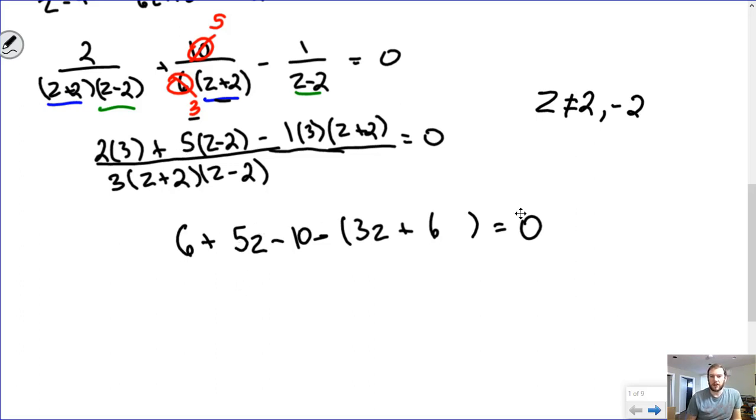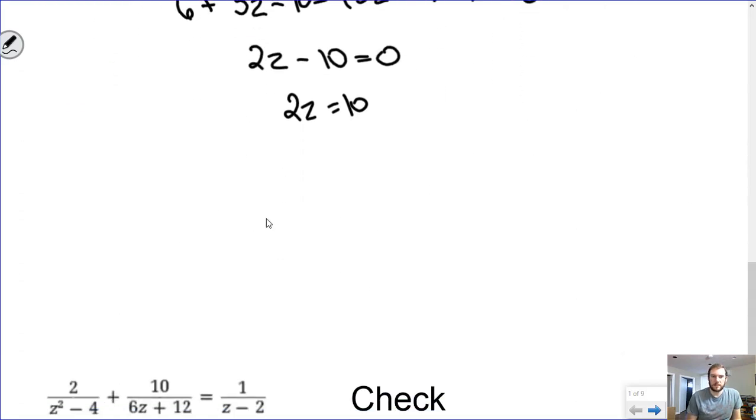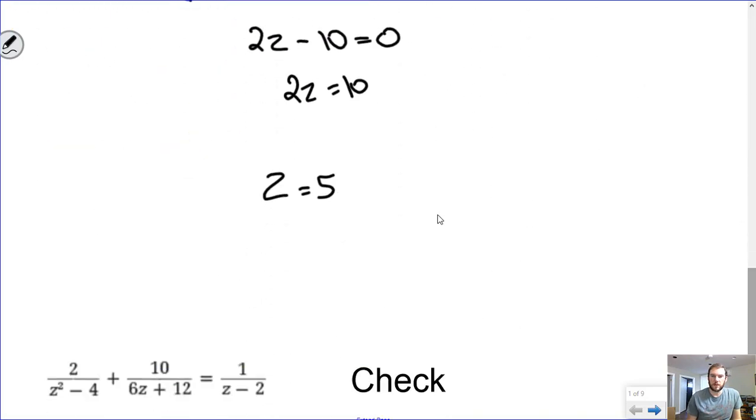So now it's just a matter of combining all of my like terms. Here I've got a positive 5z and a negative 3z, so I'm left with 2z. And here I have a positive 6, a negative 10, and a negative 6. So that's minus 10. And this thing will be equal to 0. Now if I solve for z, I get 2z is equal to 10. So then z is equal to 5. And again, my non-permissible values were that z is not allowed to be 2 and negative 2.